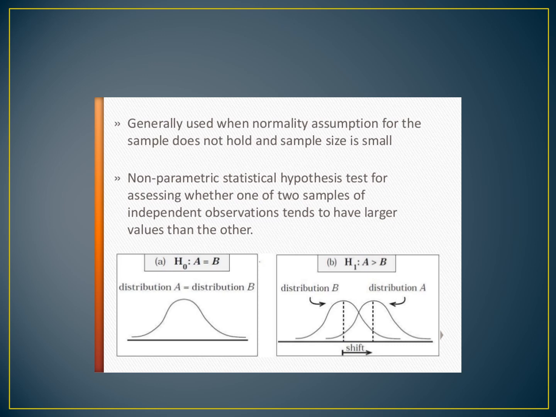It is a non-parametric statistical hypothesis test for assessing whether one of two samples of independent observations tends to have larger values than the other, like what you have seen in the diagram.